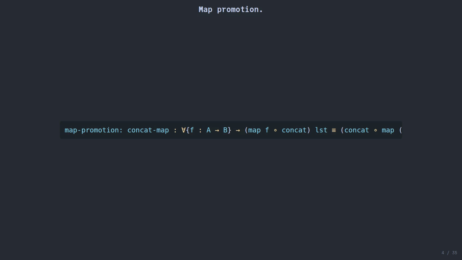The next law is called map promotion. It states that if we first concatenate a list of lists and then apply the function f to every element, we get the same result as first applying map f to each component list and then concatenating the outcomes. In other words, mapping f inside each sublist and then flattening the structure is equivalent to flattening first and mapping afterwards. We do not need to prove this law ourselves. The Agda standard library already provides a proof for it.